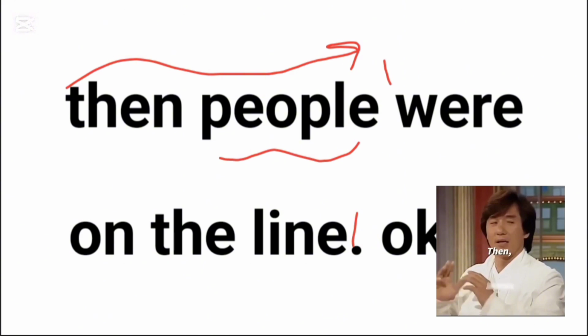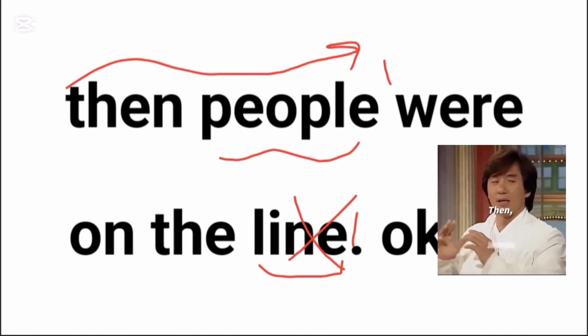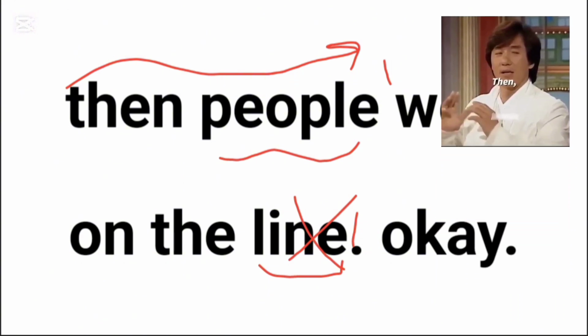Where on the lie? Okay. And look at this word pronunciation, lie. Not pronounce this word line, and not pronounce this two letter N and E, and very smoothly pronounce this word where on the lie. Okay, then people were on the lie.